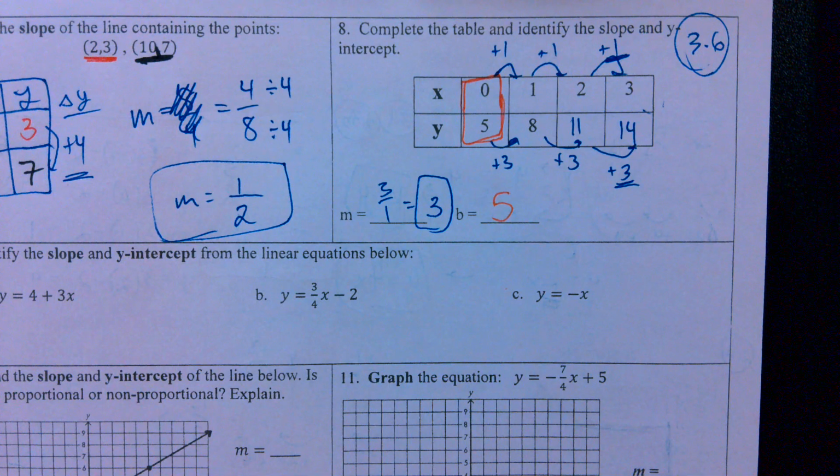Here's why. Let's take a look at a graph. 1, 2, 3, 4, 5. If I was going to plot these points, 1, 8, there's 1, 8. If I was going to plot 0, 5, how many spaces would I go left to right? 0. And then how many spaces would I go up? 5. If I drew a line, we see that that's where the line crosses the y-axis. So whenever there's an x-coordinate of 0, the number that follows is always going to be your b.